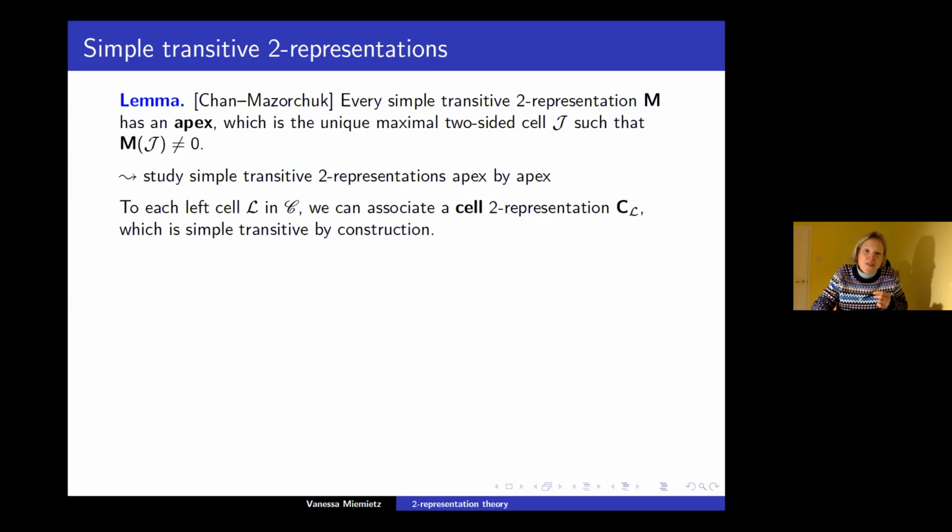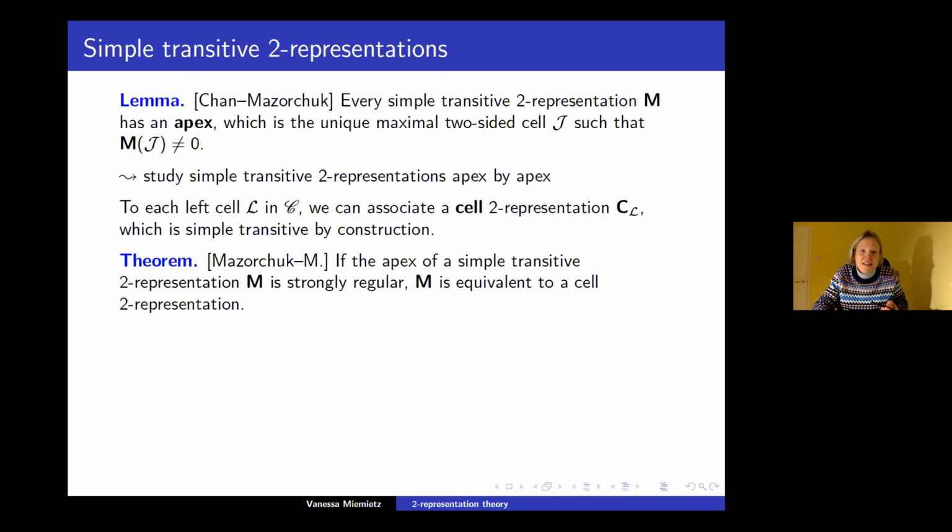What's really nice about these strongly regular two-sided cells, where every H cell only has 1 element, is that if my apex is strongly regular, so every H cell in there has only 1 element, then any simple transitive 2-representation associated with that apex is equivalent to a cell 2-representation. So if we have a 2-category where all two-sided cells are strongly regular, then all simple transitive 2-representations are equivalent to cell 2-representations.